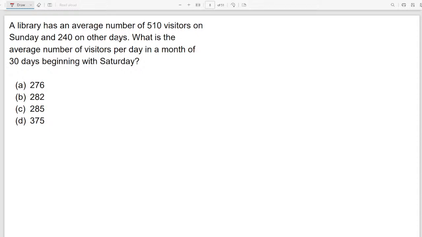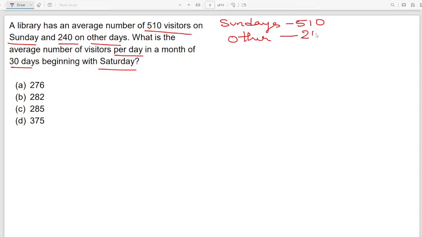So a library has an average number of 510 visitors on Sunday, and 240 on other days. What is the average number of visitors per day in a month of 30 days beginning with Saturday? So they are saying that on Sundays the visitors are 510. Other days, visitors are 240. And they're asking what is the average number of visitors per day in a month of 30 days beginning with Saturday.